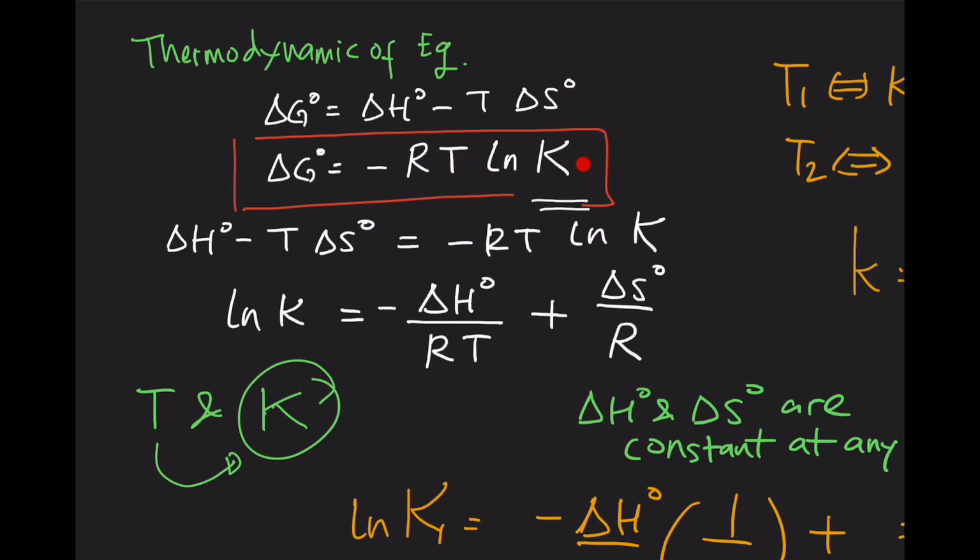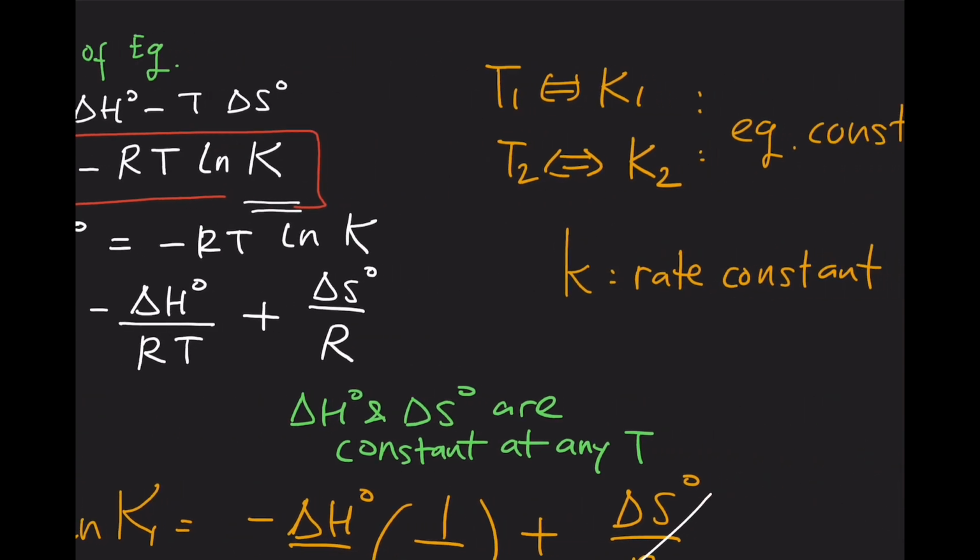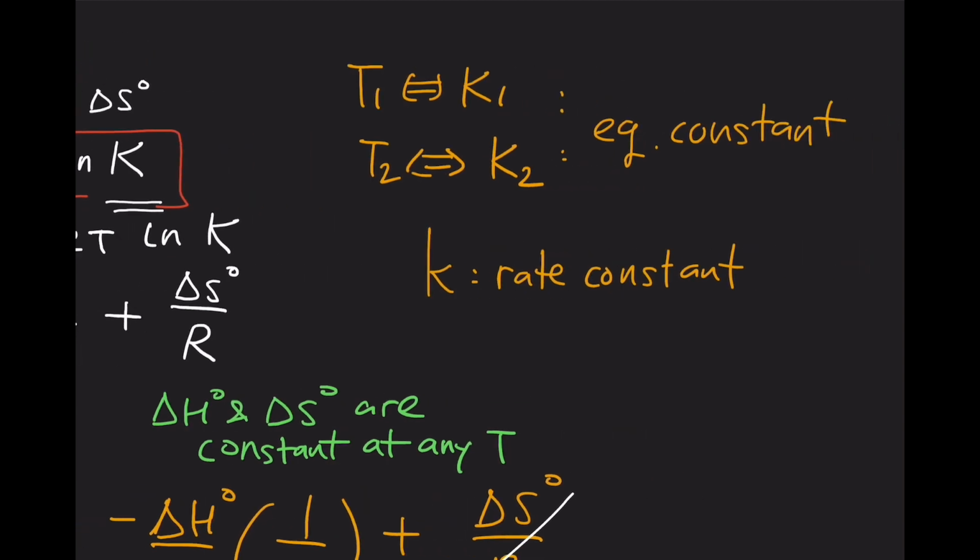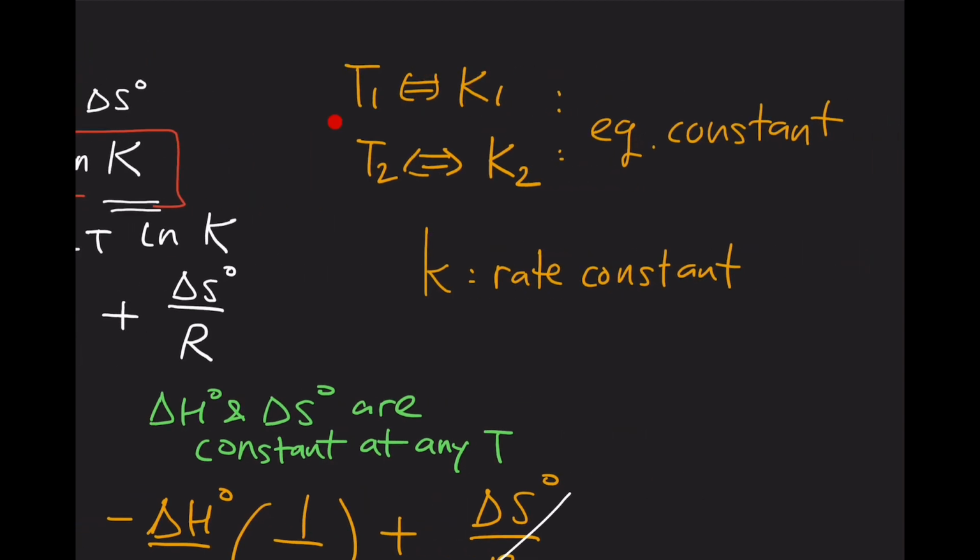If we combine these two equations, delta H minus T delta S is equal to minus RT ln K. And we can change this form into this one, where ln K is equal to minus delta H over RT plus delta S over R. Now, the idea here is for us to find the new K. As I mentioned, the only thing that would change the K is the new value of temperature. So if T1 corresponds to K1 and T2 corresponds to K2, we can find a mathematical equation that connects them.